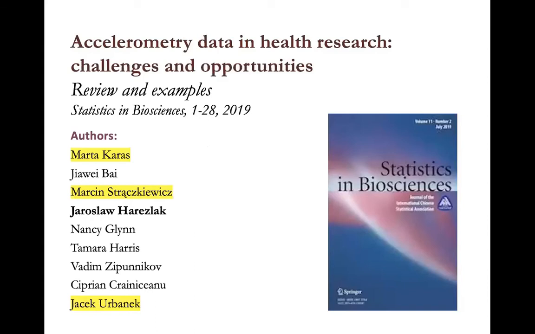So, again, more on an advertising side, very recently, last year, we published this article in Statistics in Biosciences called Accelerometry Data in Health Research, Challenges and Opportunities. I think it's a nice overview article, and I wasn't the primary author, but what I highlighted in yellow are my former visiting scholars: Marta Karas, who is now a PhD student in biostatistics at Johns Hopkins, and Marcin Strączkiewicz, who was my postdoc and is now at Harvard School of Public Health.